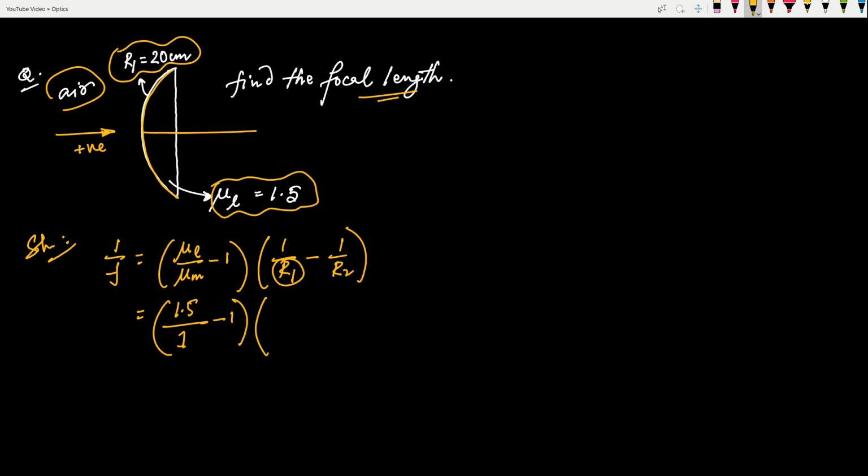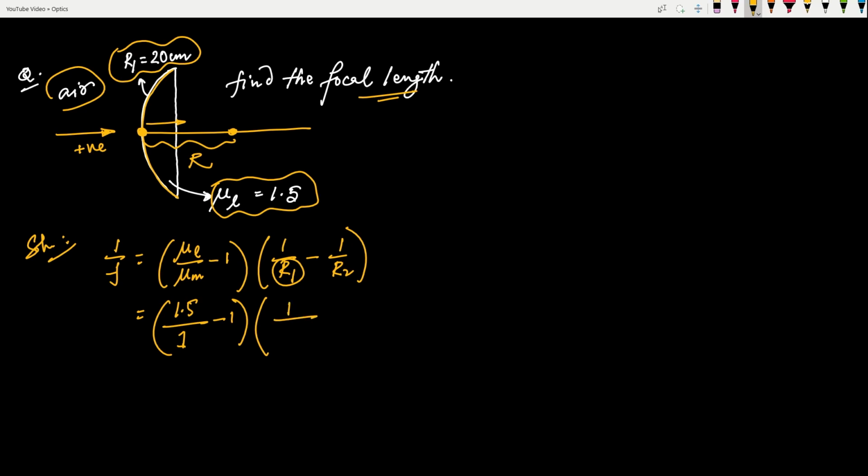Therefore the center will be somewhere here. Therefore this length will be the radius of curvature of this curved surface. As you can see, we measure things from the pole. Therefore, in order to measure this radius, we need to move in this direction, which is actually positive. Therefore, R1 is positive. And we know that for a convex lens, the radius of curvature is always positive.